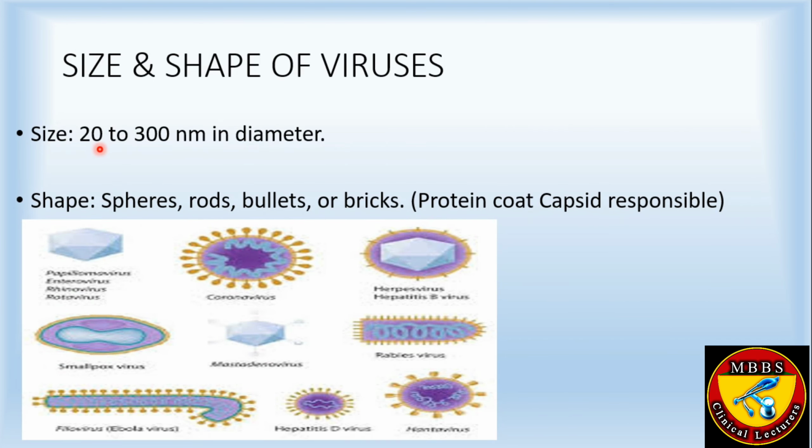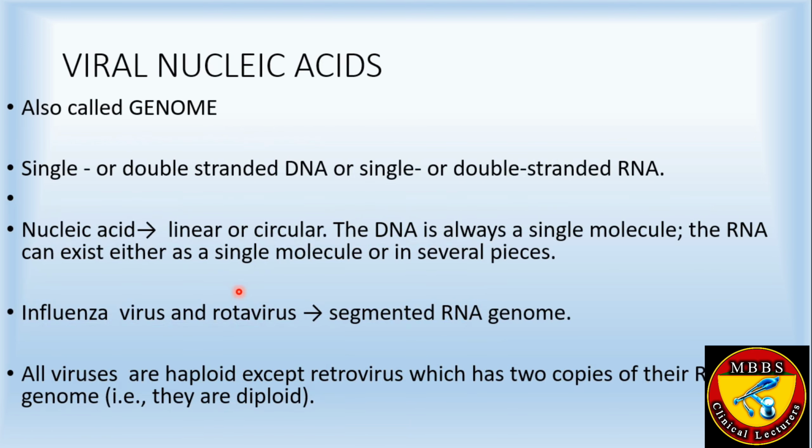Now the size of viruses can be from 20 nanometers to 300 nanometers. The shapes can be spheres, rods, bullets or bricks. Here you can see a bullet shaped virus, which is the rabies virus. Here you can see a rod shaped virus, which is the Ebola virus, and here you can see a sphere shaped virus, which is the coronavirus.